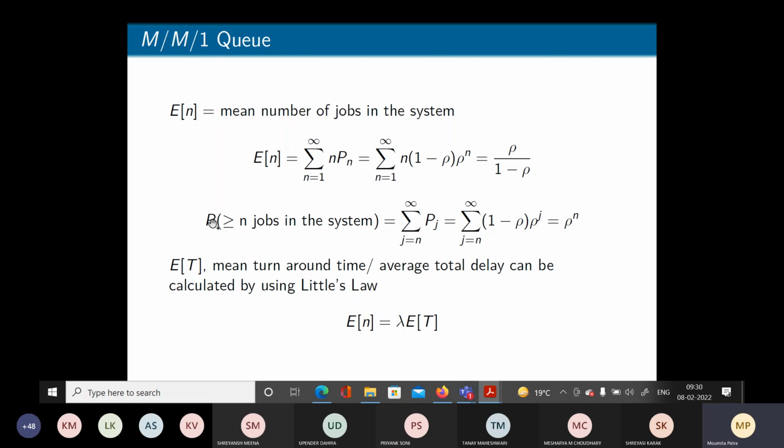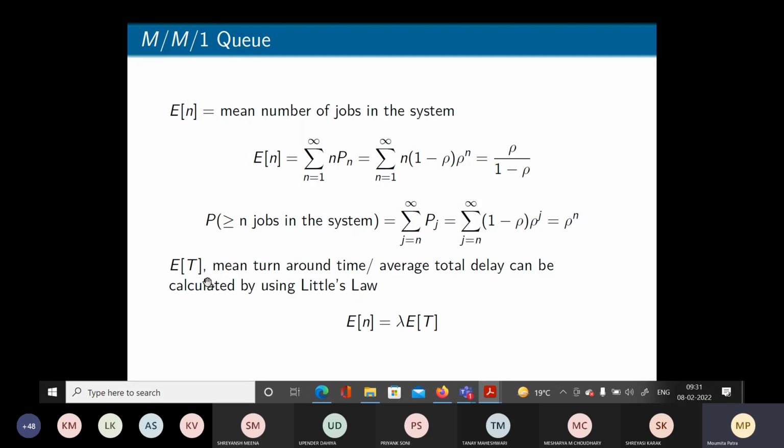Now, the probability that you have more than or equal to n number of jobs in the system is equal to the summation of j equals n to infinity of pj, which is equal to the summation of j equals n to infinity, and we put the value of pj here, that is (1 minus rho) times rho power j, and that gives you rho power n. Okay, so this is how we get E of n.